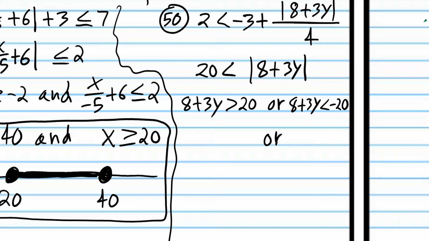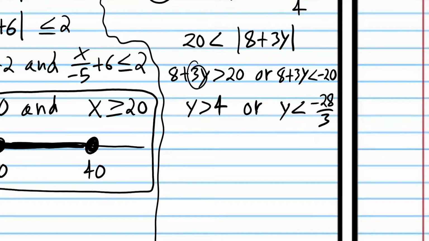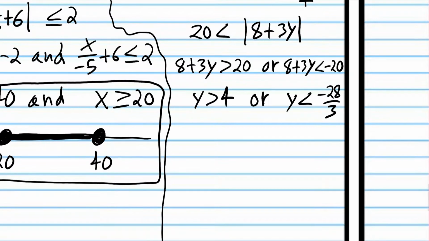So we have y is less than 4. And over here, if we solve, we have y is less than -28 over 3. Again, we did not have to flip the inequalities because we're not dividing by a negative. If this were 8 minus 3y, then we'd have to flip the inequality because we'd have to divide by a -3. Here we just divided by a +3, so the inequality stays the same.